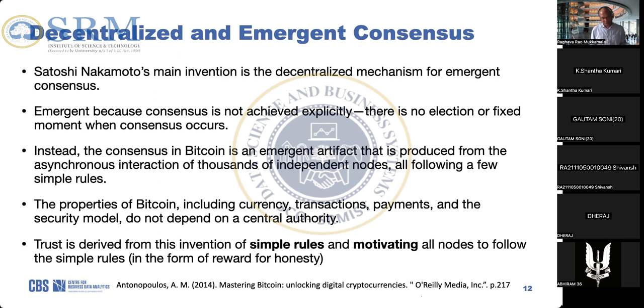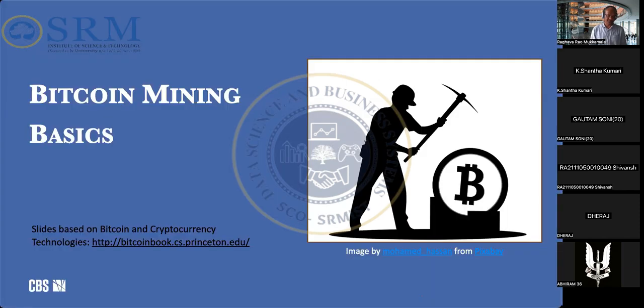So Bitcoin has simple rules for mining, and also it motivates all the miners to behave honestly. Otherwise, they don't get any incentive. So that is where this perfect synchrony happens, and that's why this mechanism is working, right? So it's important to have the rules and also have the mechanism in place so that all the nodes will follow these rules honestly.